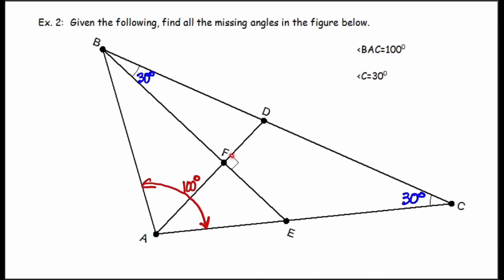And this is really nice. That means that's a 90-degree angle, and it's part of this four-way intersection. So if one of them is 90, they're all going to be 90. So I can label each one of those right now.